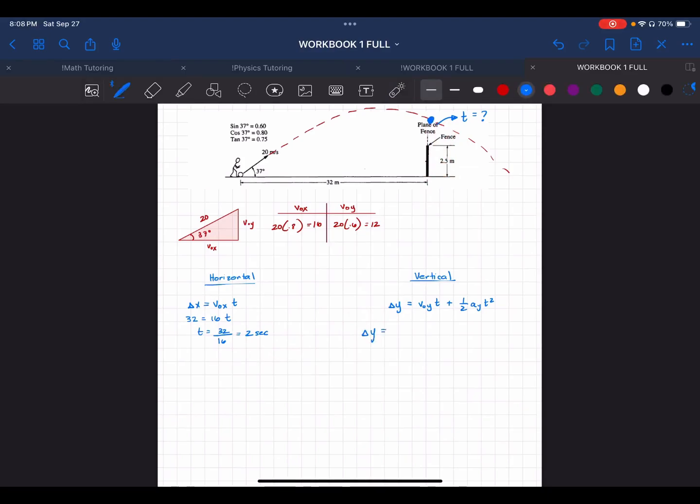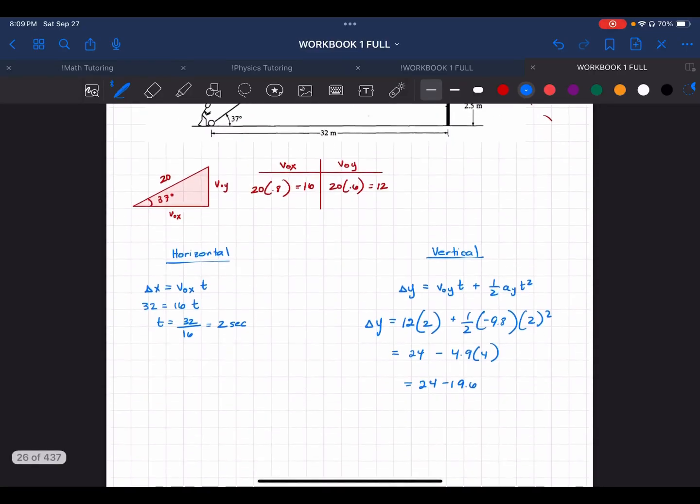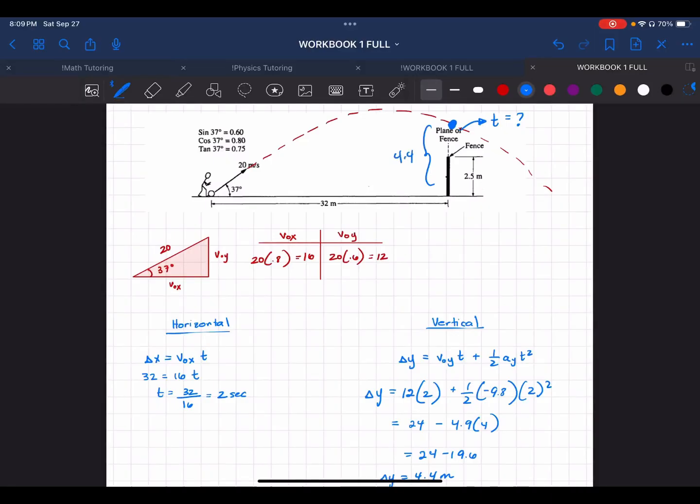So delta y equals v0y, which is 12, times the time, 2 seconds, plus 1/2 times negative 9.8 meters per second squared times 2 squared. That's 4.9 times 4, which is 19.6, and 24 minus 19.6 is 4.4. So at that time, 2 seconds, at 32 meters, the ball was at 4.4 meters. So it did go over the fence.